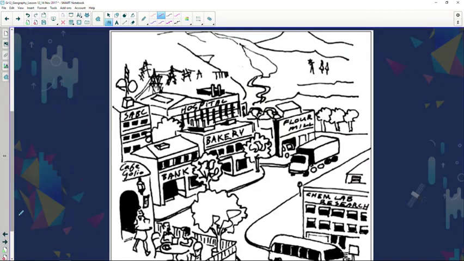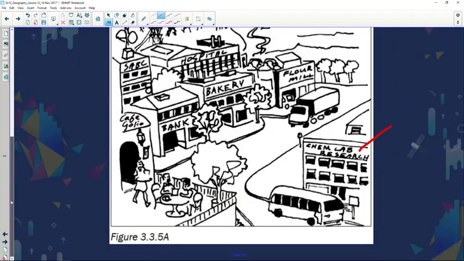Now, just to identify what is in the diagram: we have a lab, people doing research. There's a flour mill, there's a bakery, there's a cafe where people can enjoy some drinks and hospitality. There's an SABC, a hospital, and the bakery. Now let's quickly look at the questions that follow.